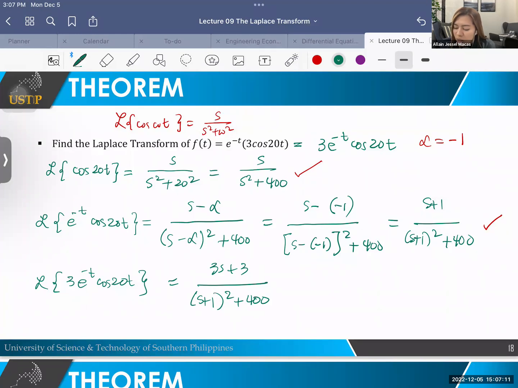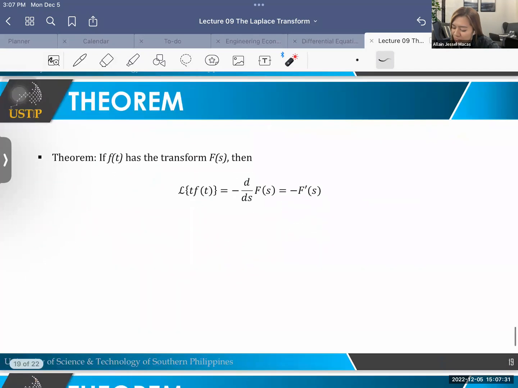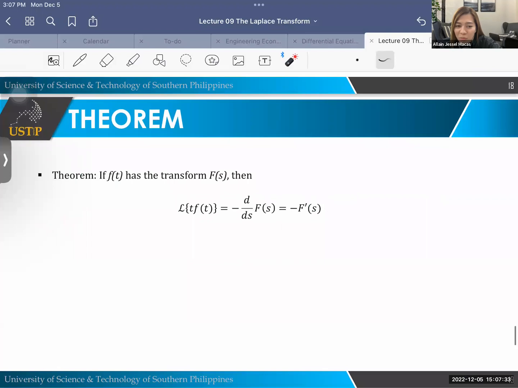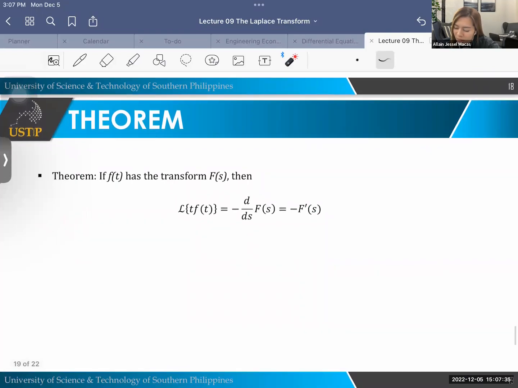Okay, so I suggest mag-solve mo daghan nga mga f of t ba. Okay, para maanad mo. I think daghan na sa libro. The next theorem, gusto na ko mo-proceed, kay murag nakuha na gyud mo ni. So mo-proceed pa ta sa next theorem or you need time to process everything.